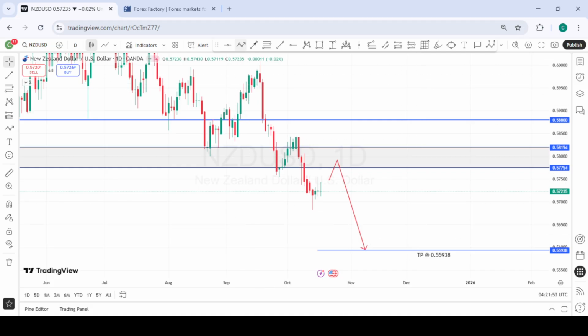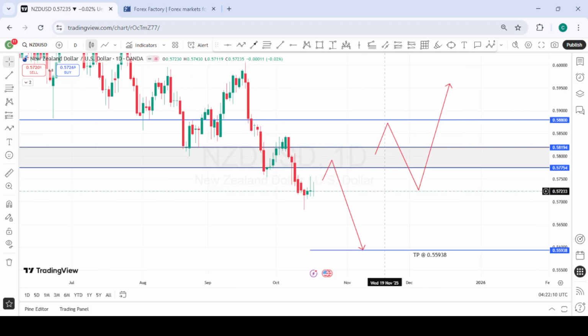We might consider a bullish move should price break this daily structural high, come for a retest or come for a deeper pullback. Then we continue the buy to the upside. But until then, we are very, very bearish on NZDUSD.